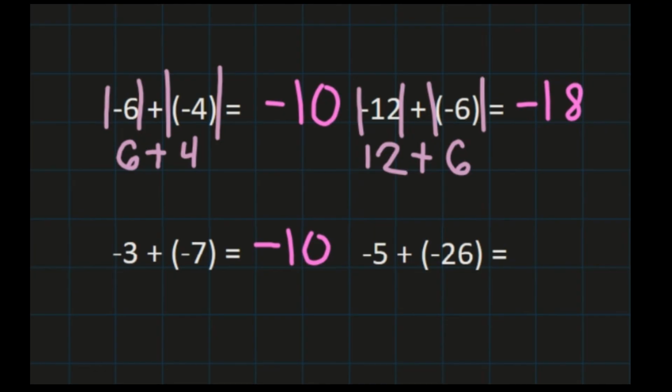So for the last problem, we have negative 5 plus negative 26. So following my steps, I'm going to take the absolute value of negative 5, which is 5, the absolute value of negative 26, which is 26. 5 plus 26 is 31, and I will keep the sign of my add-ins for a sum of negative 31.